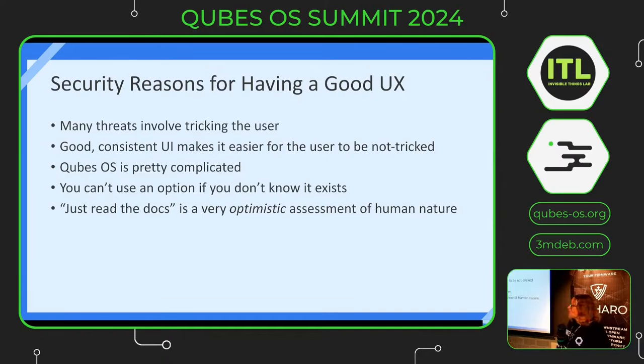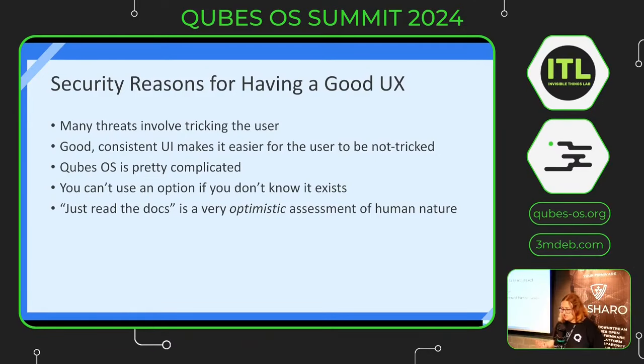Also, a lot of threats involve tricking the user. And if the interface we have is a random collection of widgets designed by different people that look completely different, it's very easy to be tricked. Because if you are seeing something that's very unfamiliar, well, that might just be another new brilliant widget, right? Definitely the Qubes team made it because it looks random and different, so probably it's okay.